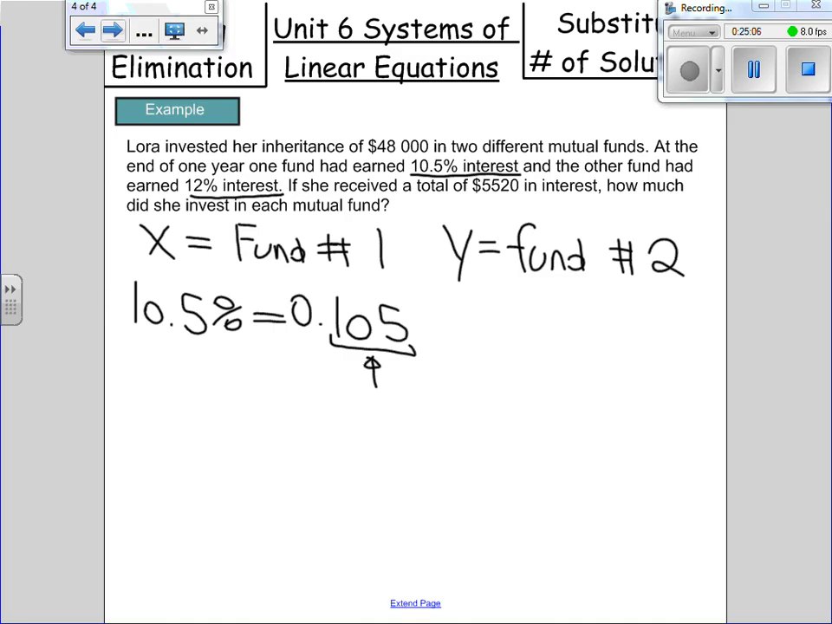How would we change 12% into a decimal for this question then? 0.12. Perfect. Okay, now we've got enough information that we can go ahead and make some equations. Let's start with the first one. She had 48 grand. She put it in 2 mutual funds. How would you represent that?